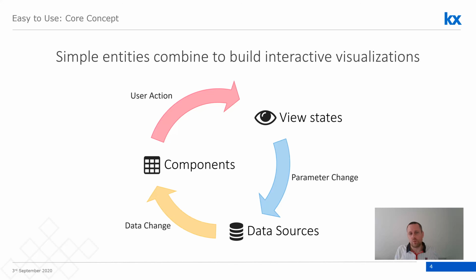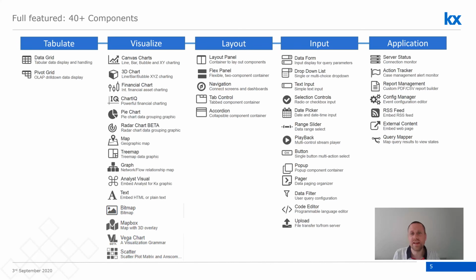Okay, so we've seen components that we can drag onto the canvas and arrange. We can then populate these with data from data sources. And these data sources can be parameterized with view states and linked to properties from components. So by doing this, we link view states to components to data sources, and we can create interactive visualizations from very simple entities. Visualization components, layout, input, and application components.